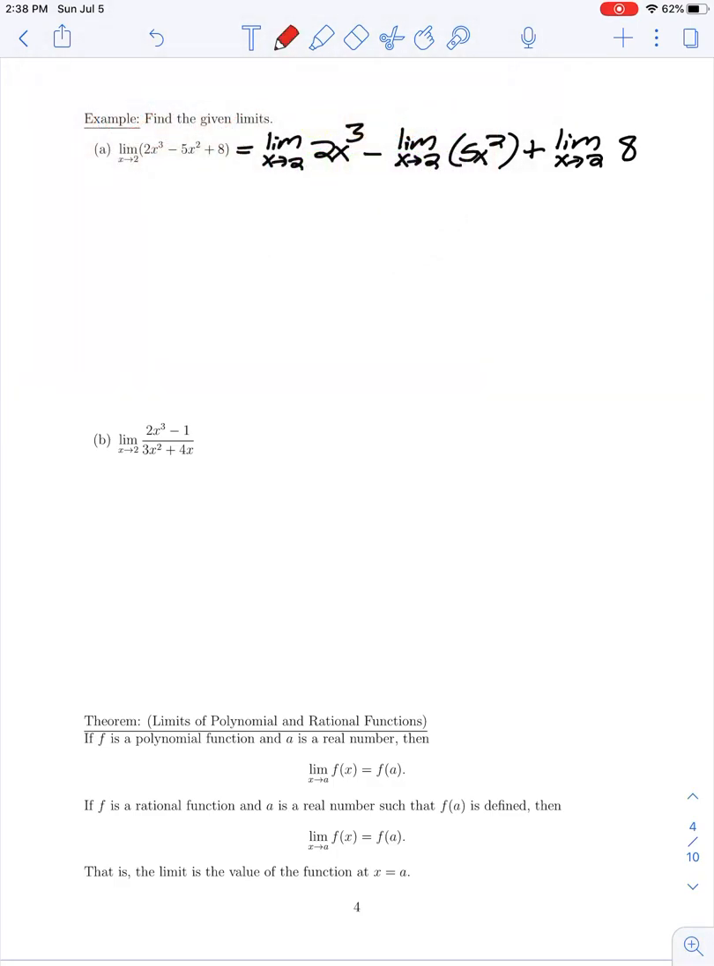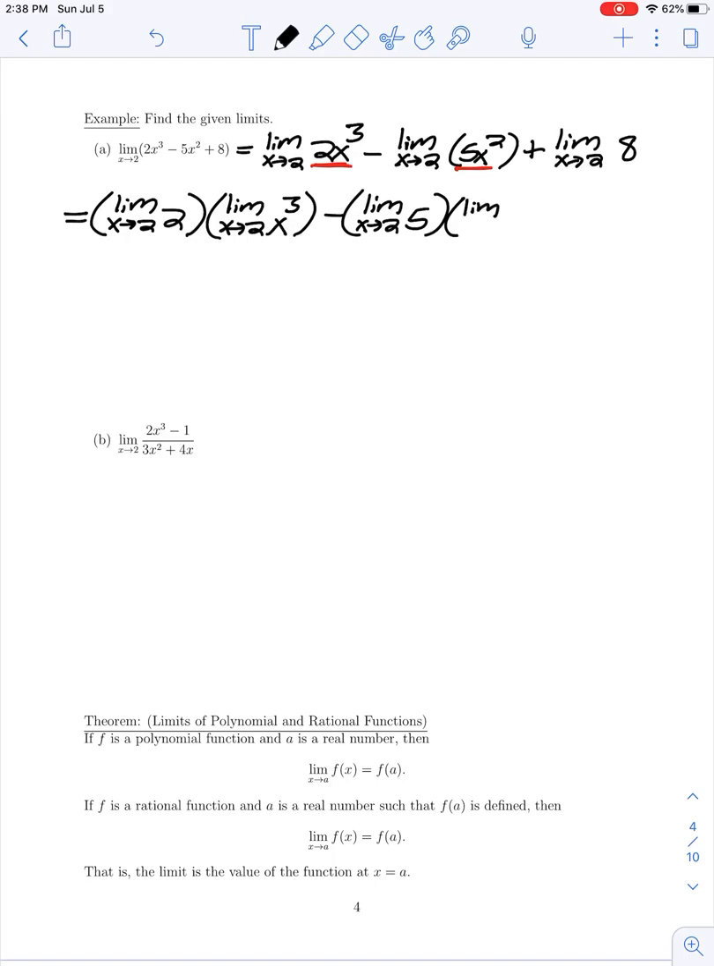Now for these first two terms, we are taking the limit of a product, a constant times some power of x. So using the product property for limits, that first term is the same as the product of the limit as x approaches 2 of 2 and the limit as x approaches 2 of x cubed. Now for the second term, we had the limit as x approaches 2 of 5 times x squared, which is the same as the limit as x approaches 2 of 5 and the limit as x approaches 2 of x squared. And then our last term, we have the limit as x approaches 2 of the constant 8. So we're getting a little closer to evaluating this limit.